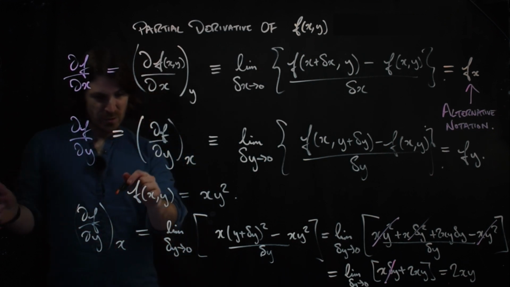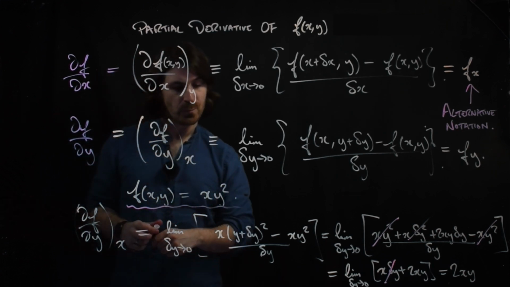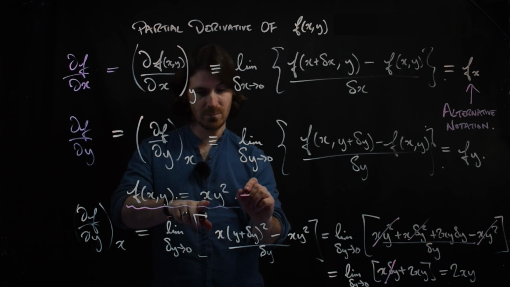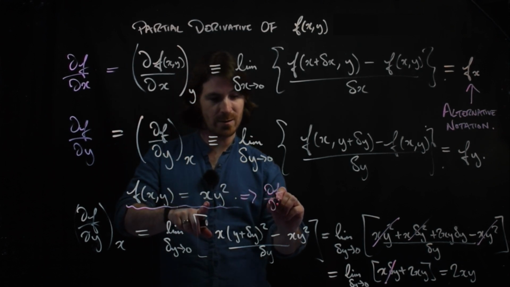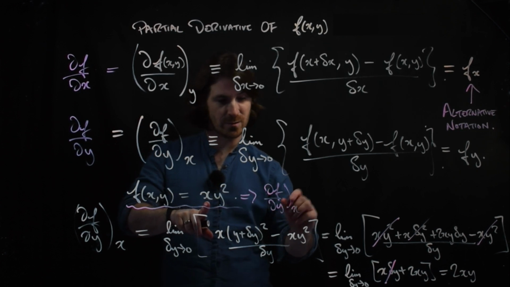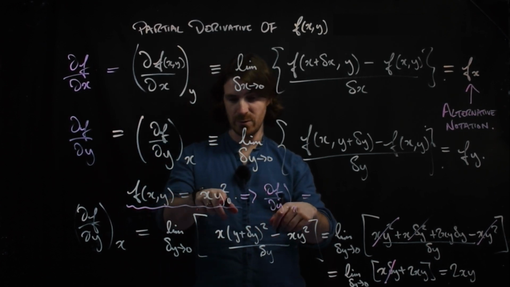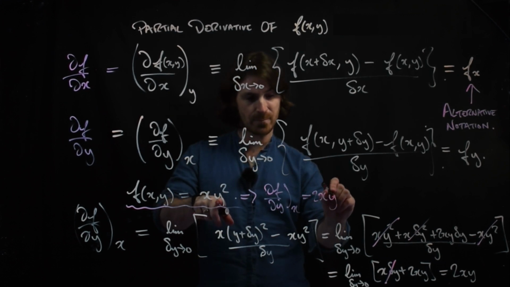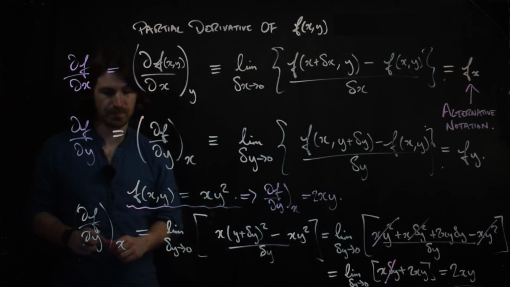And we could have just started from here and said we just treat x like a constant. So therefore df by dy with x held constant is just equal to, we just differentiate this function with respect to y, treating x as a constant. So we just get 2 x y. Okay, so that's how it works.